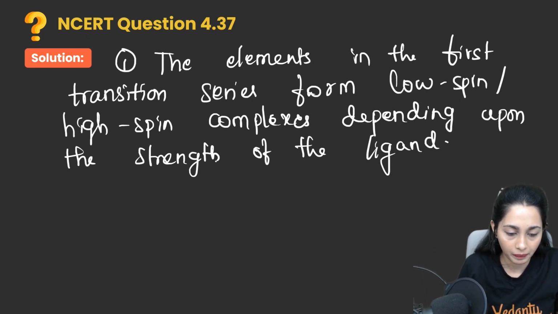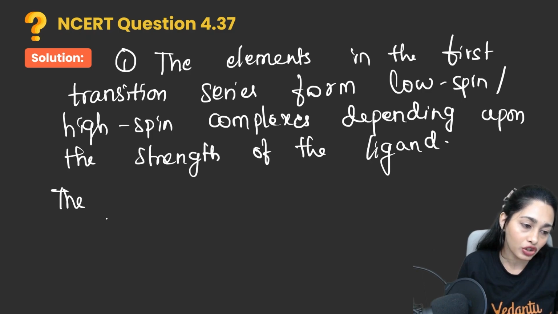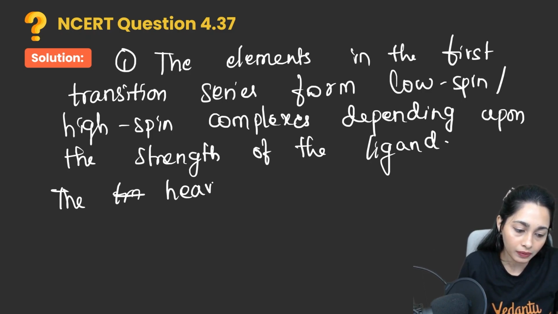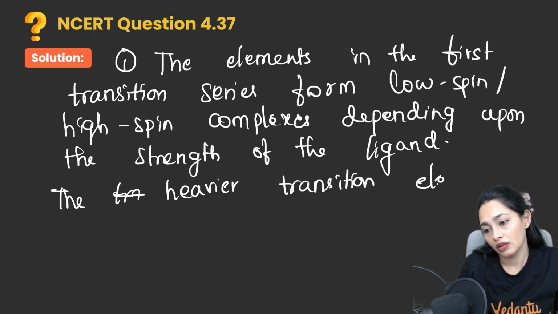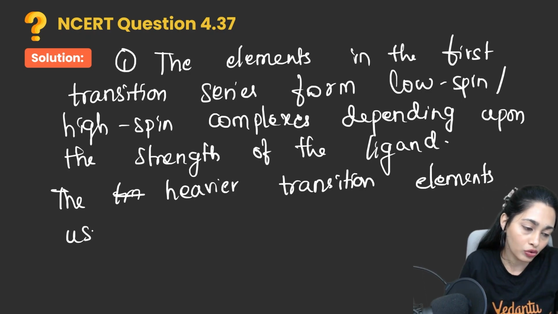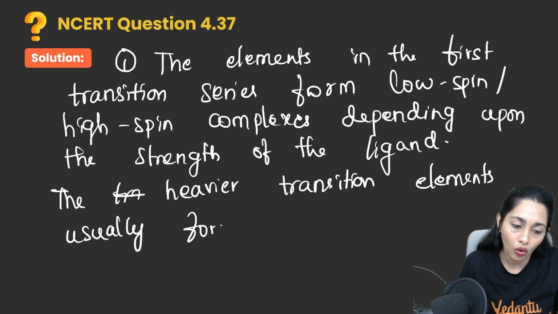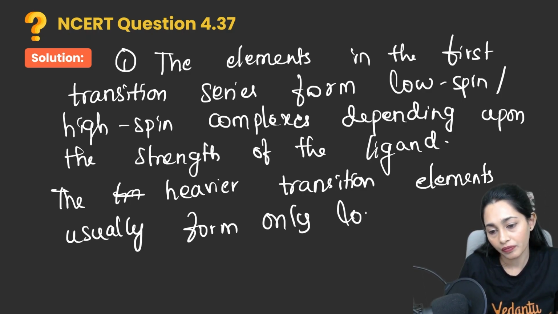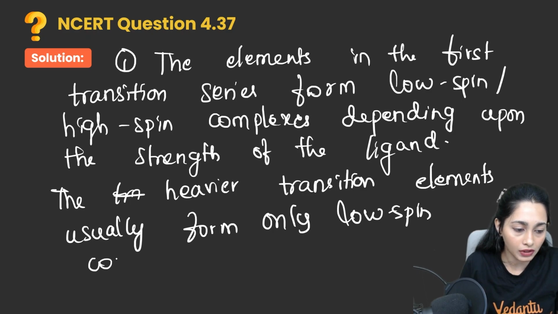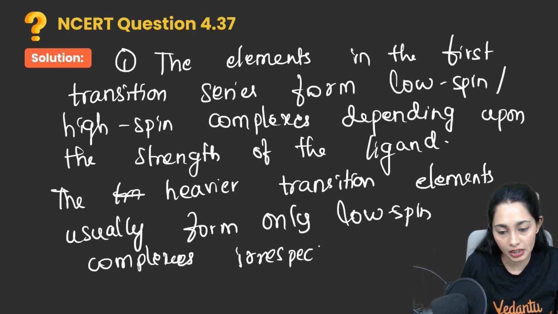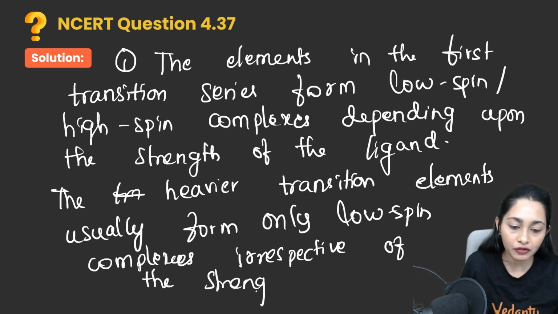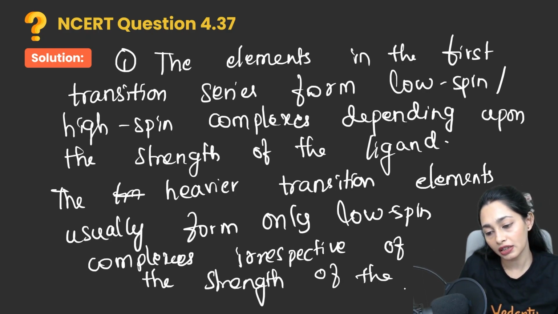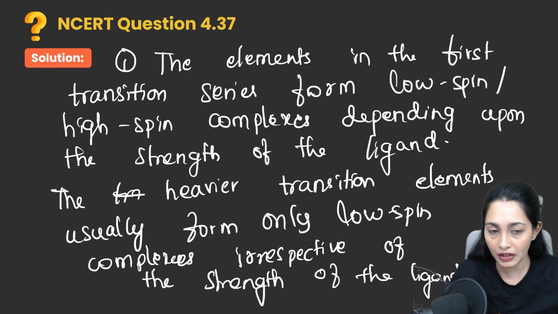The heavier transition elements usually form only low spin complexes, irrespective of the strength of the ligand. One difference: strength of the ligand. So this is the very first difference.